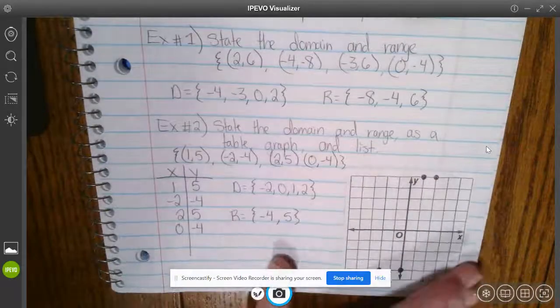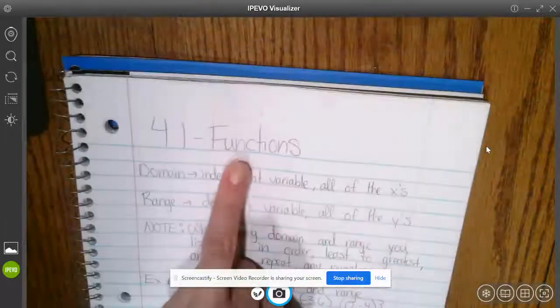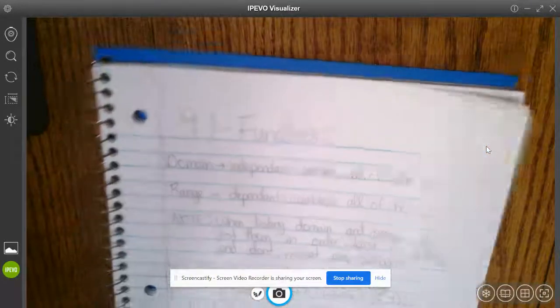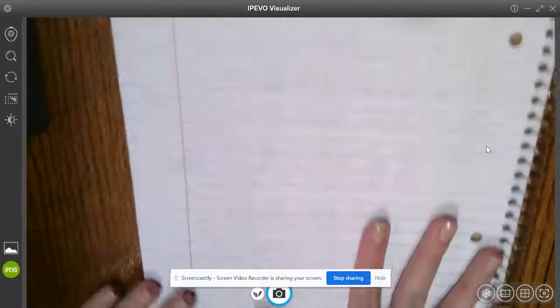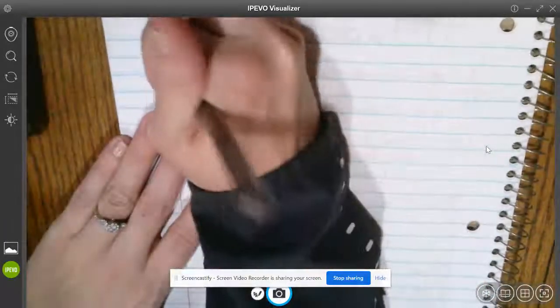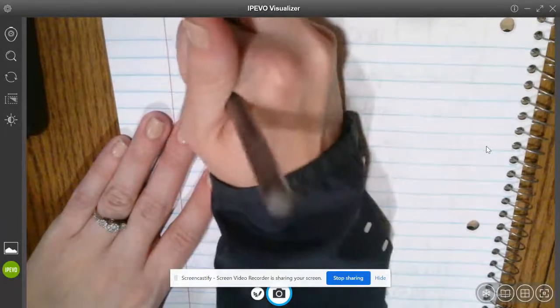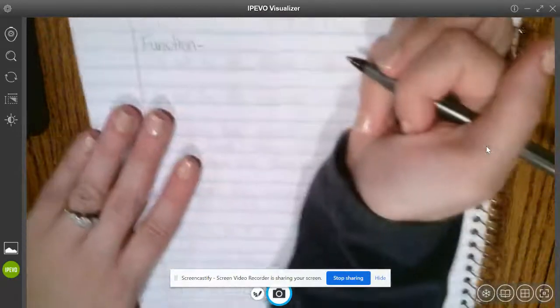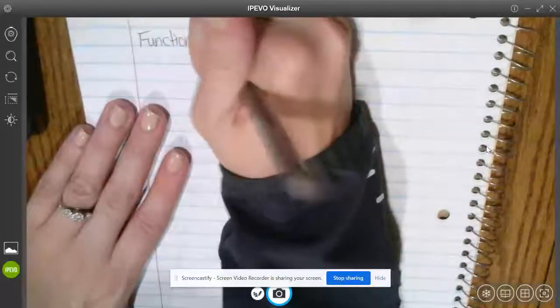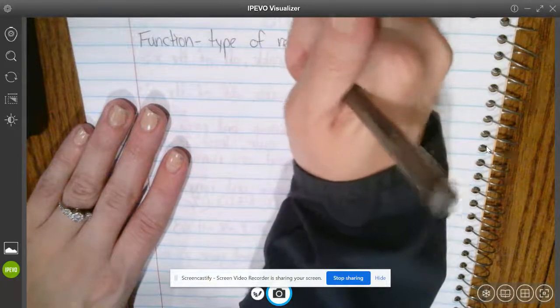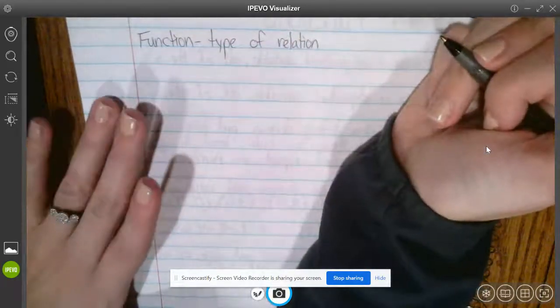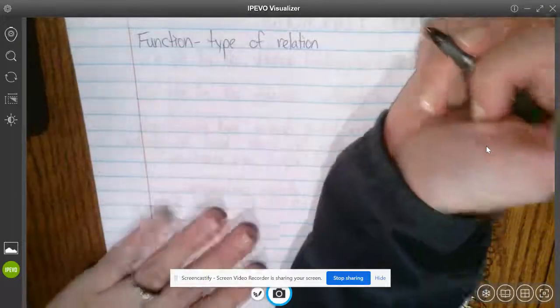So now that's domain and range. Now we're actually going to learn what functions are. Okay, functions. It's a type of relation. Anytime you have numbers together, you're talking about relations. So that's just what that means.